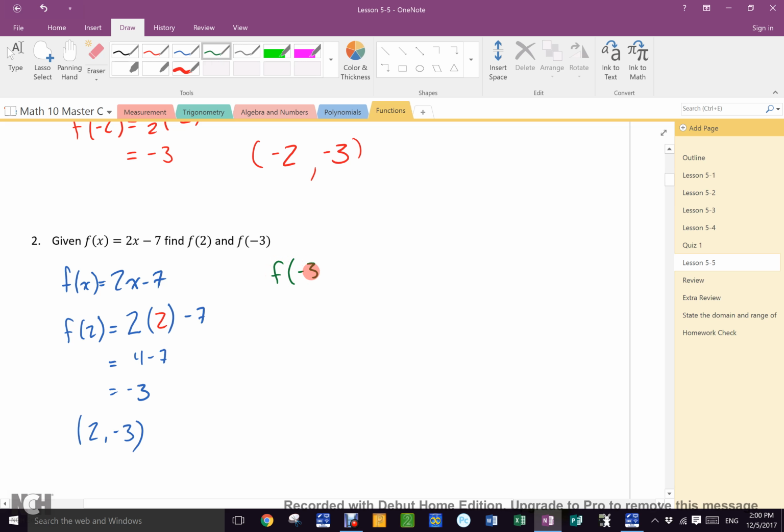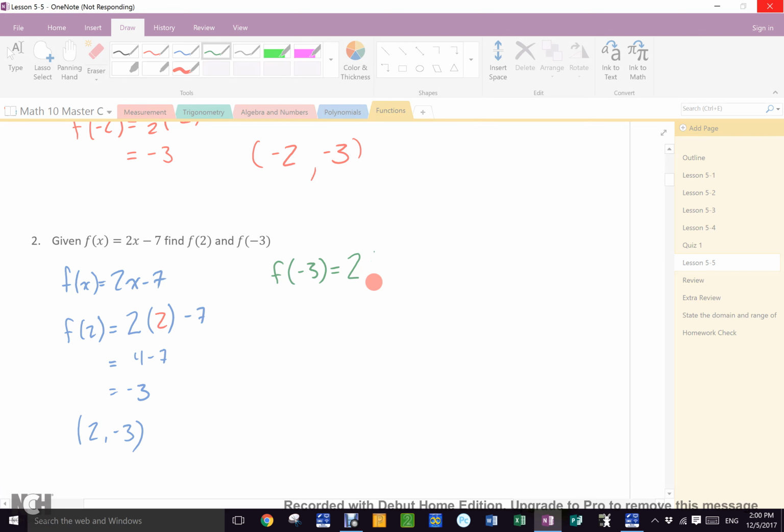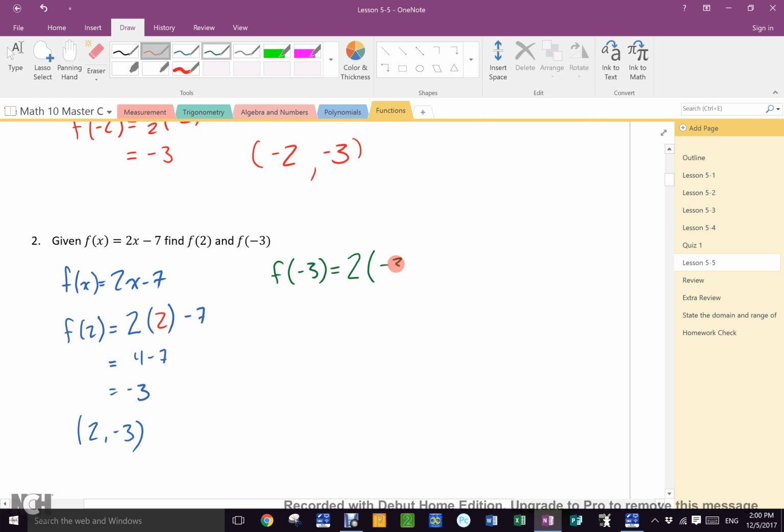I now want the f of -3. So what do I write? 2. What goes here? -3. Then what? -7. What's 2 times -3? -6 minus 7. -13. What is the ordered pair? -3, -13. Is everybody good?